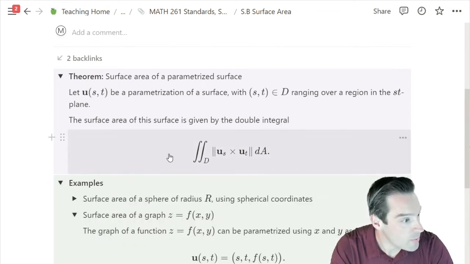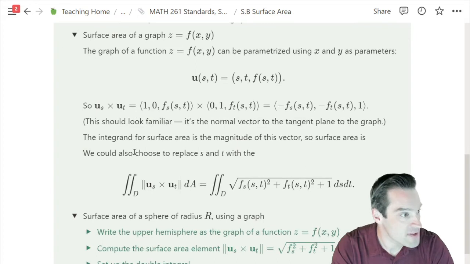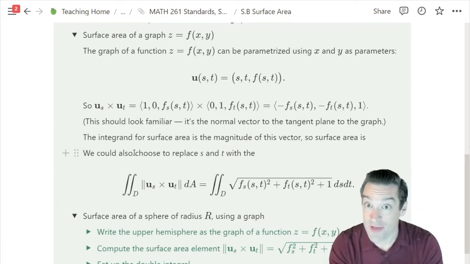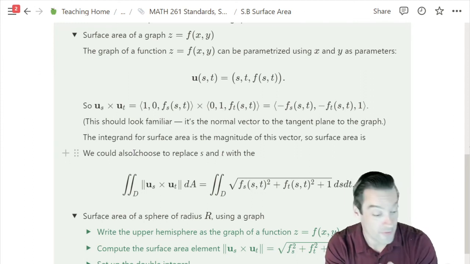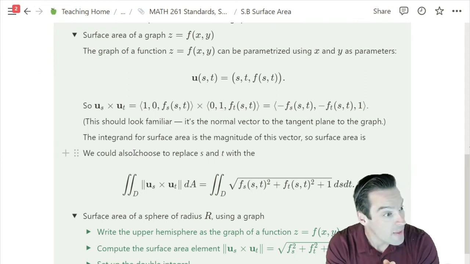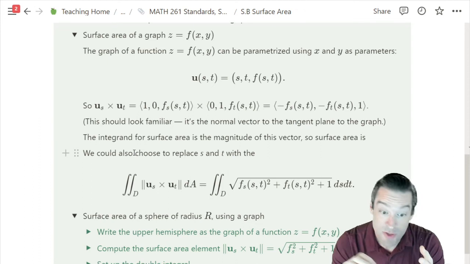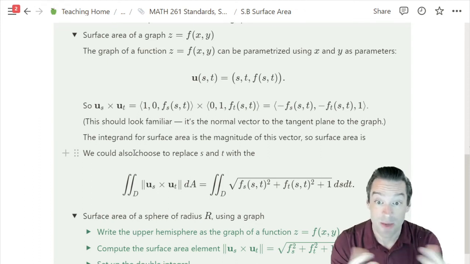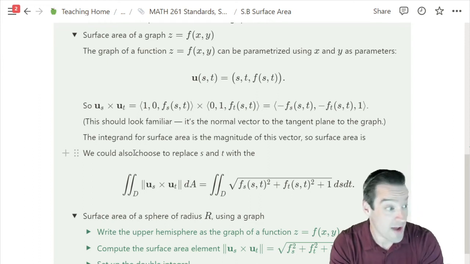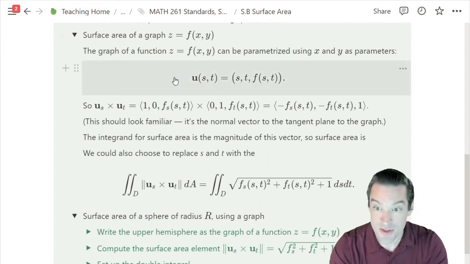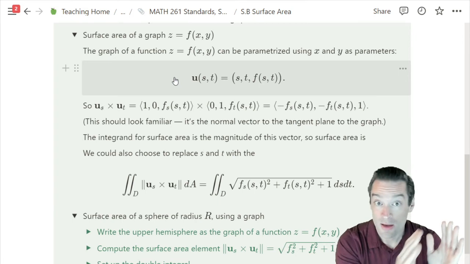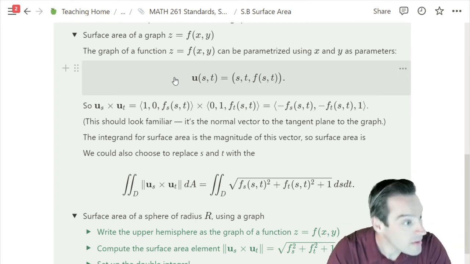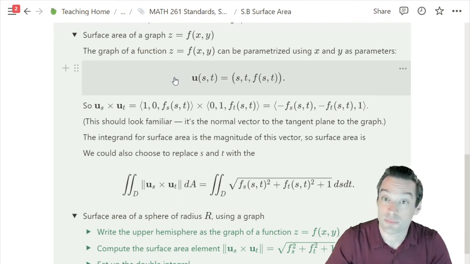So in the case where our surface is the graph of a function, z is equal to f of x and y, a graph of the variables x and y, that comes with a built-in parameterization. We can just use s and t as replacements for x and y to give us a parameterization of the surface, which is a graph. And if I do that, then my parameterization looks like s, comma t, comma, and then the same function f applied to s and t. So that gives us a built-in parameterization.